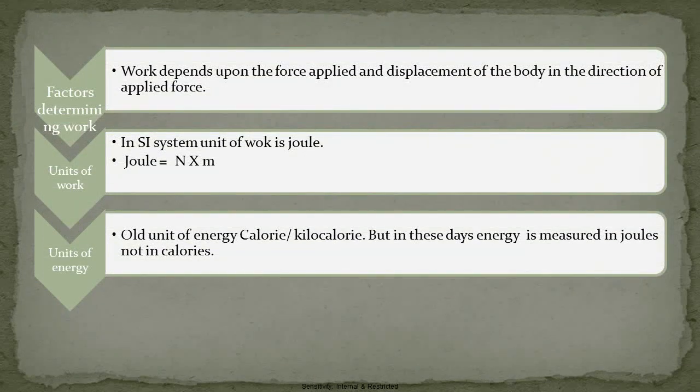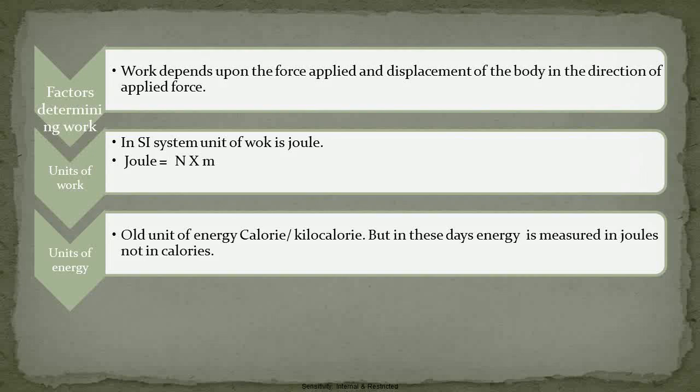And what are the factors on which work depends, or what are the factors determining the work? Okay, so work depends upon the force applied and the displacement of the body in the direction of the applied force. Or we can say that for doing work two conditions are necessary. First, there must be a force acting on the body, and second, the body must move in the direction of the applied force only. Clear?